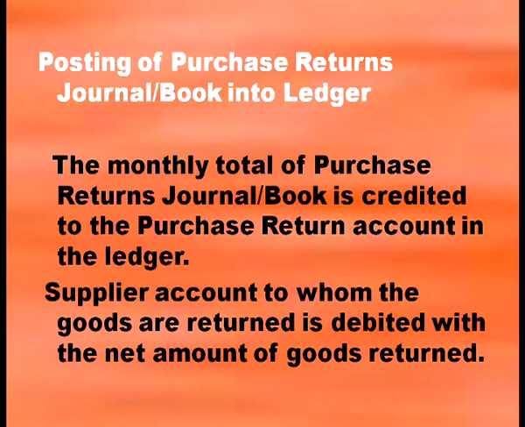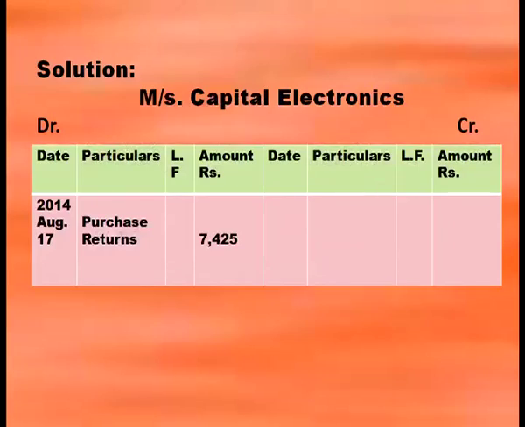Posting of purchase returns journal into ledger. The monthly total of the purchase returns journal is credited to the purchase returns account in the ledger. The supplier account to whom the goods are returned is debited with the net amount of goods returned. You have already written the question relating to the purchases returns. So, from that question you have returned the material to Messrs. Capital Electronics.